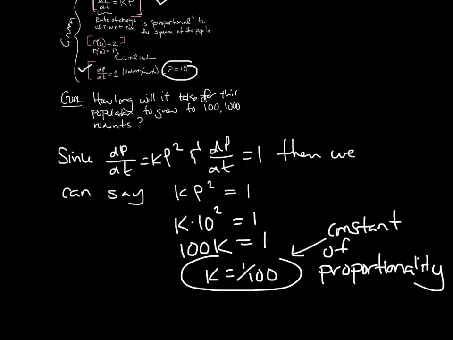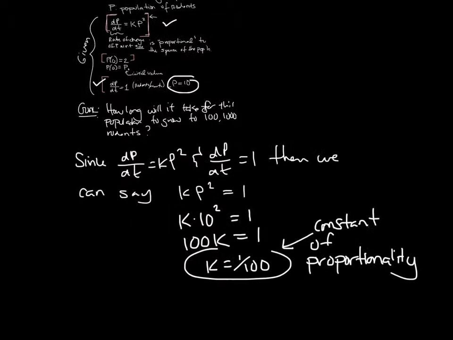So let's see what we have. Well, again, the goal is to find how long it takes. So the goal is we have a differential equation here, a very simple one, and we want to find a solution, that is, a formula that helps us predict this population. So we're looking for a P of t.